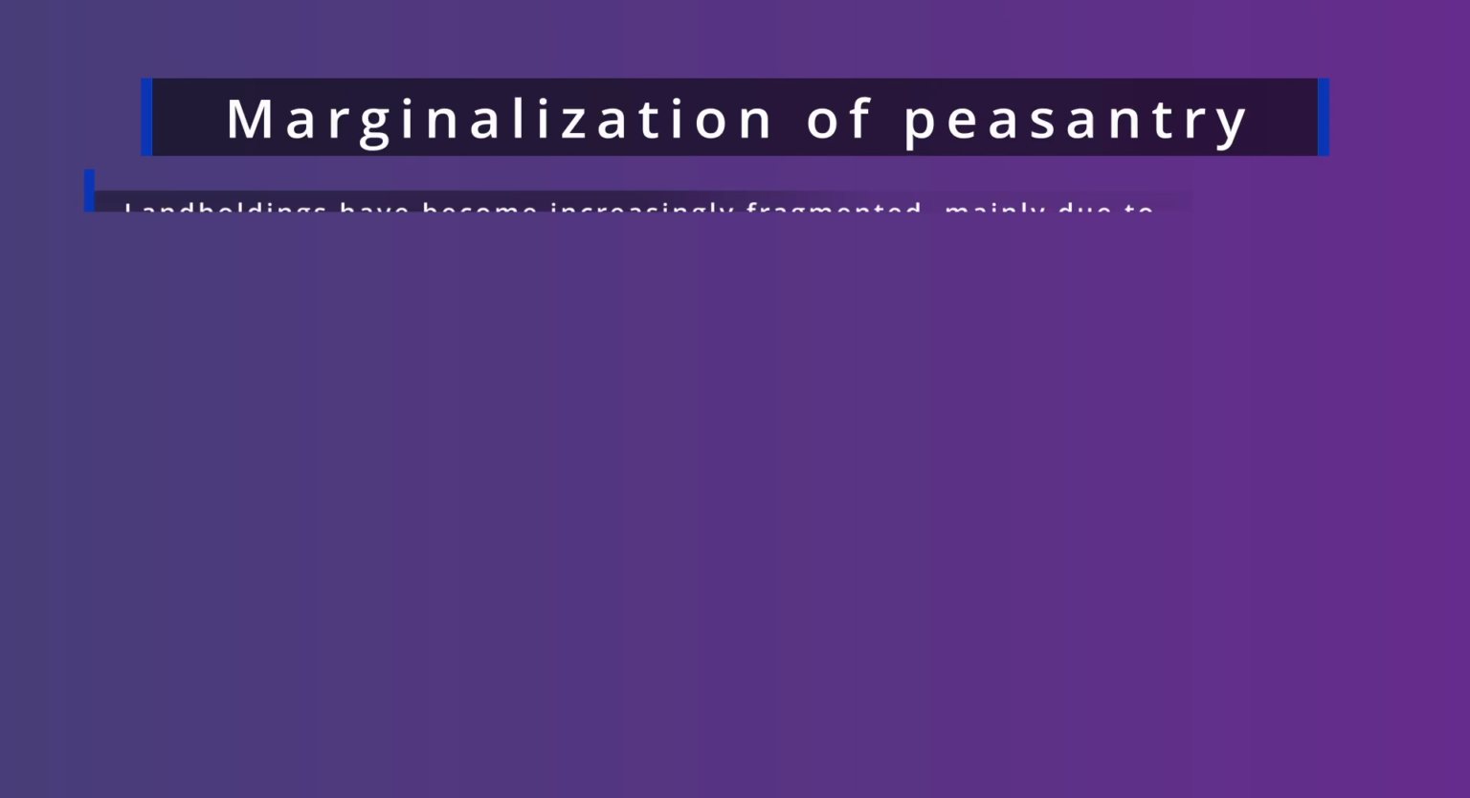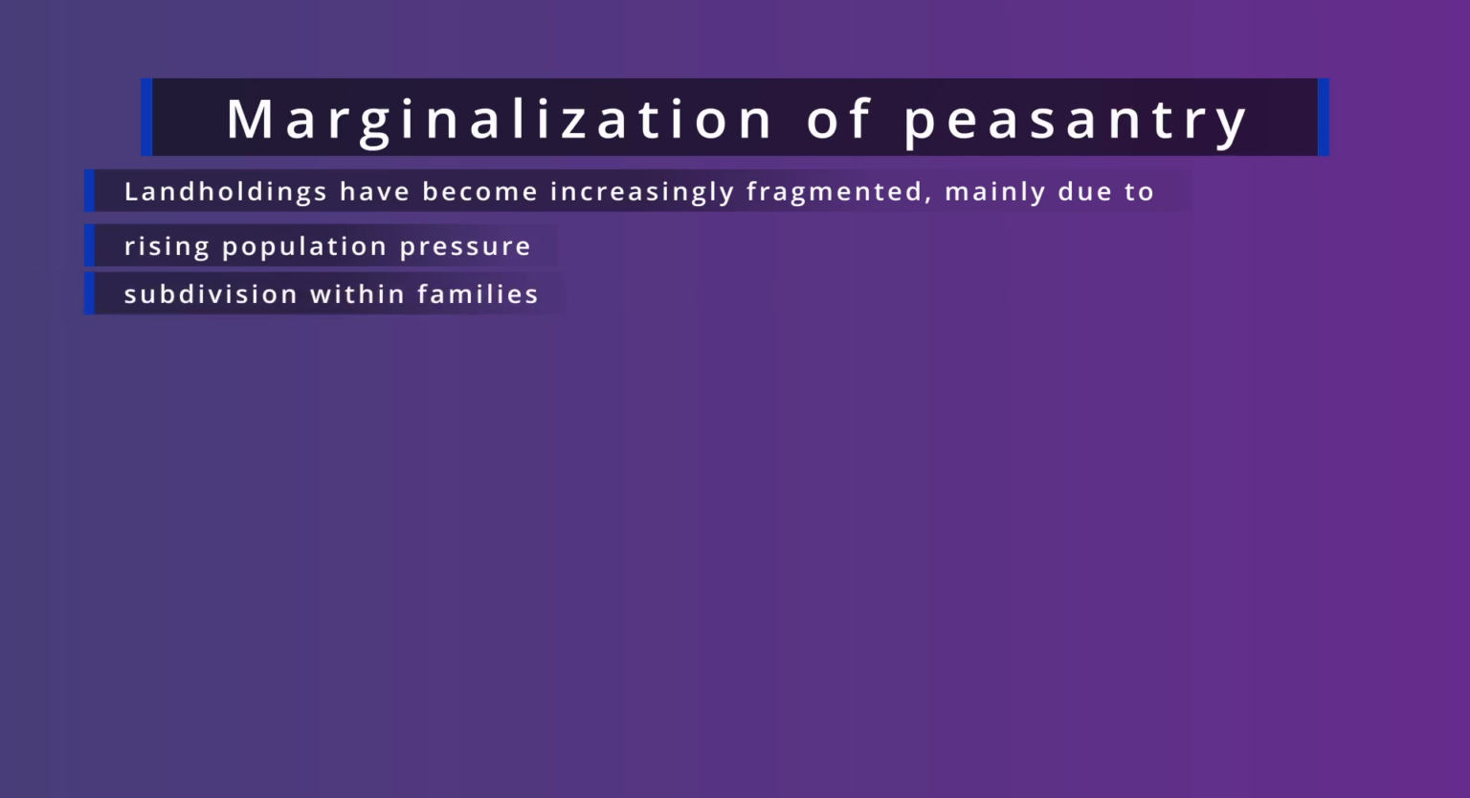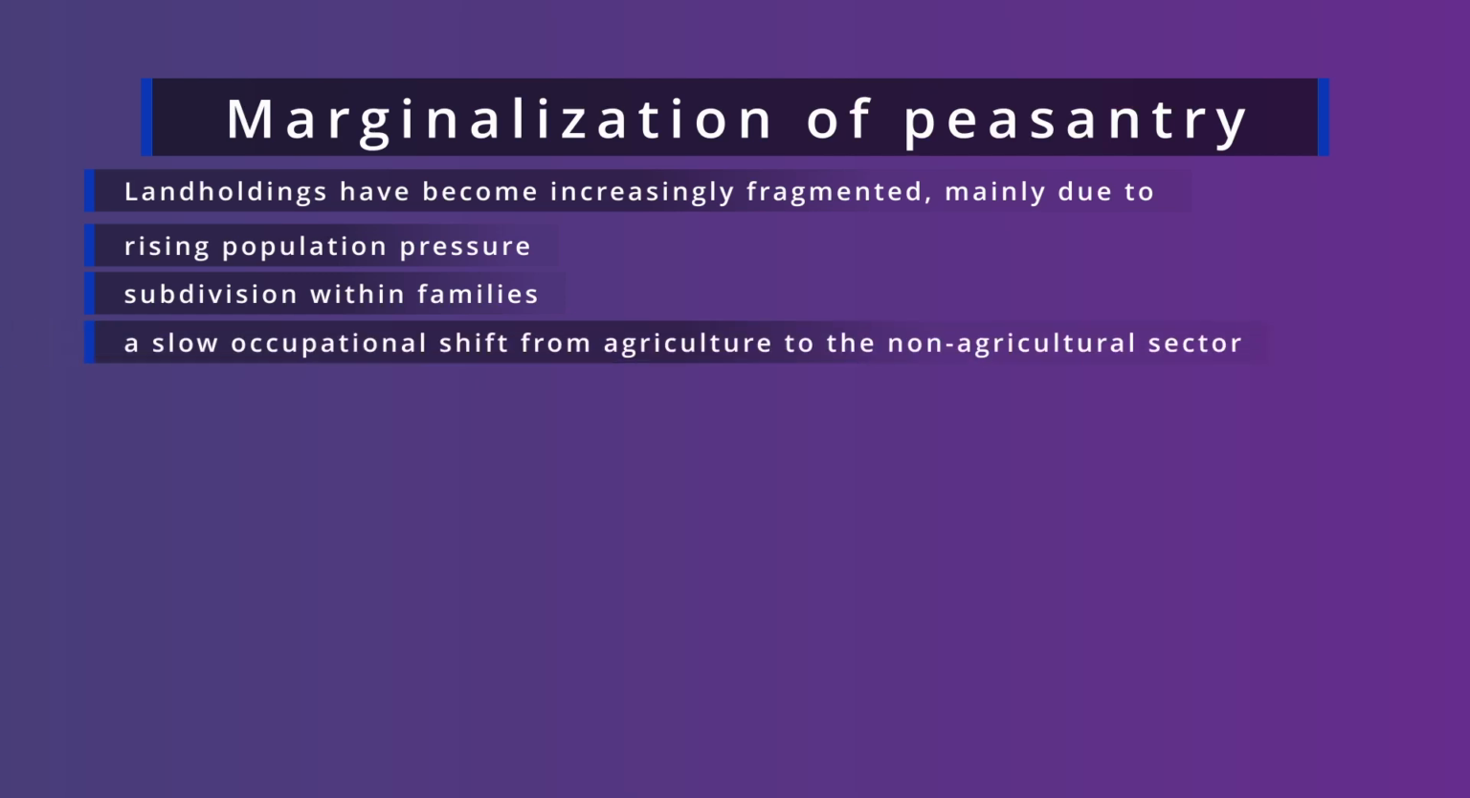The second important factor that I want to mention in this connection is the marginalization of peasantry. Over time, the agricultural land holdings have been substantially fragmented and subdivided due to three important causes. The first one is the burgeoning growth of population. The second one is the subdivision of land properties among the families. And the third one is a very slow occupational shift from agriculture to other sectors of the economy.